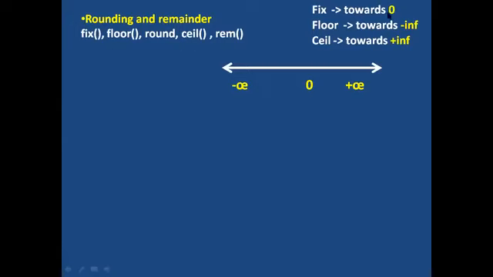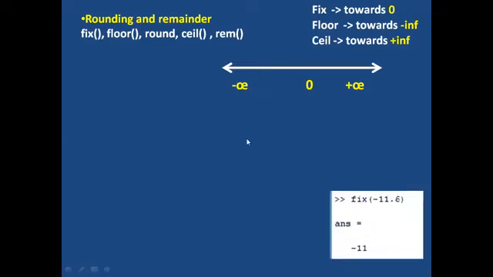If you take fix, it will move towards 0. For example, I have given fix of minus 11.6. Here we have 0, minus 11, minus 11.6, and then minus 12. Fix will move towards 0, that means it will move in this direction. So for minus 11.6, minus 11 is nearest to 0. The answer is going to be minus 11.